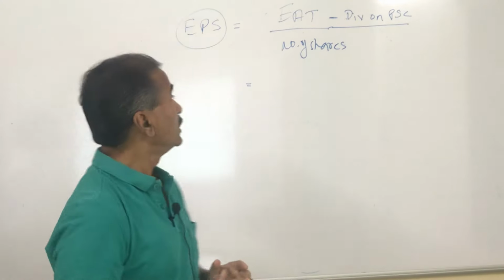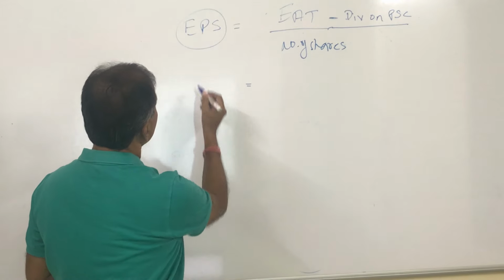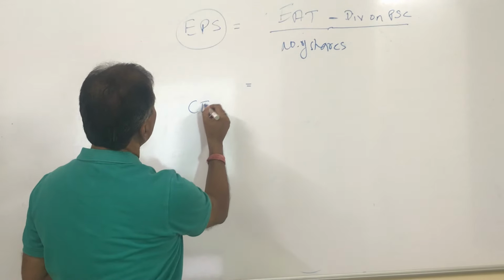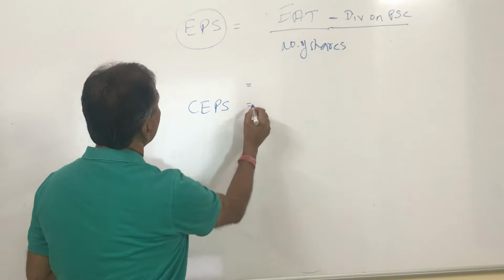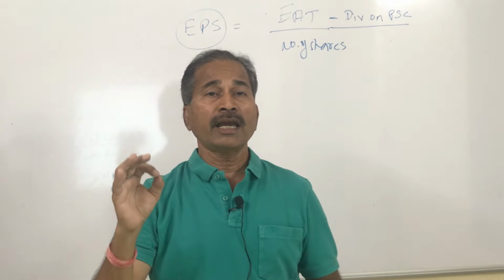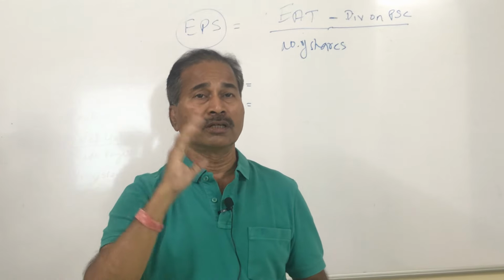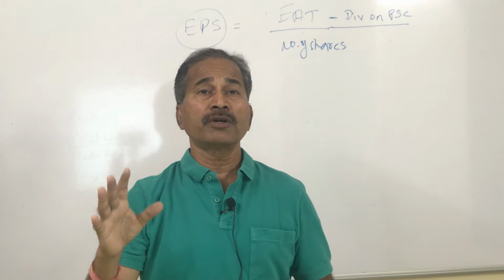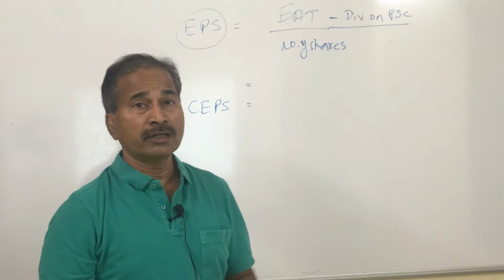Now besides earning per share, there is one more ratio that we need to calculate, which is a refinement of earning per share, and this is known as CEPS. What is the meaning of CEPS? The meaning of CEPS is cash earning per share. How do we calculate cash earning per share?